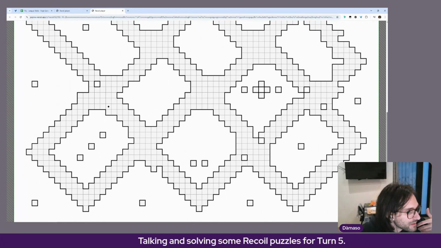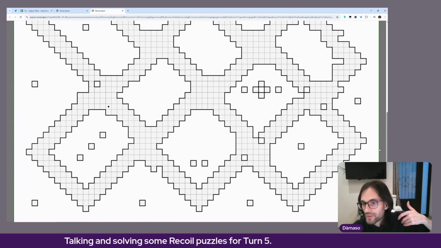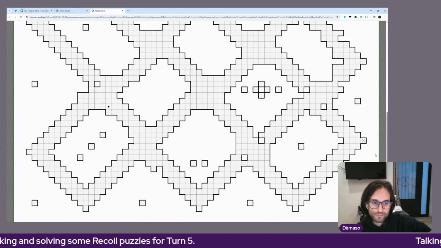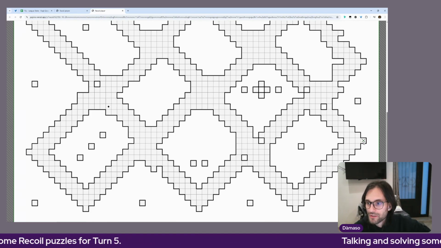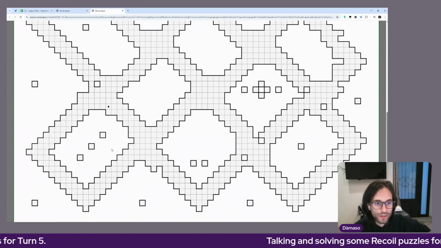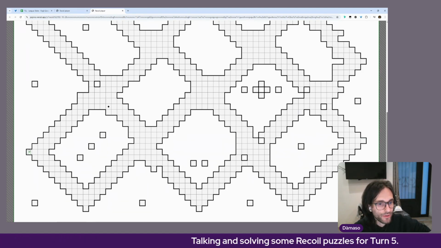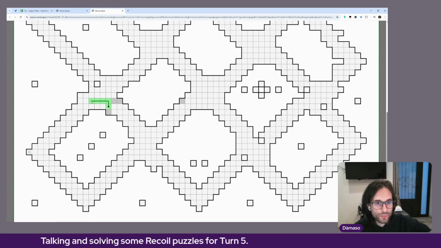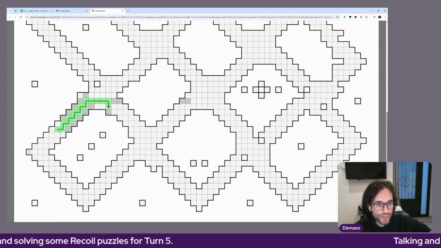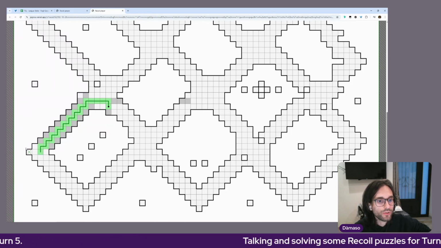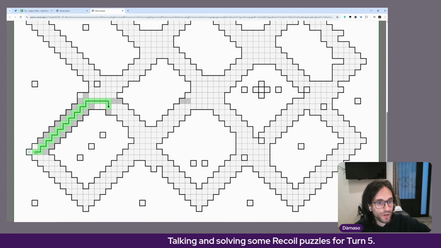Let me use that as an example. One of those cells, like this one, just to be clear, this cell. If you go here and you go down, you go down, you go down, yeah. So now you don't want to recoil this cell, so I don't know, you do that.